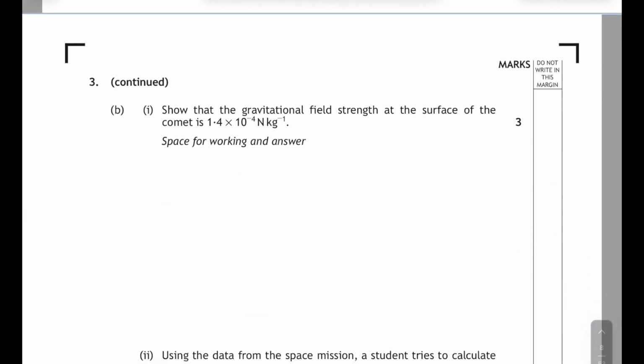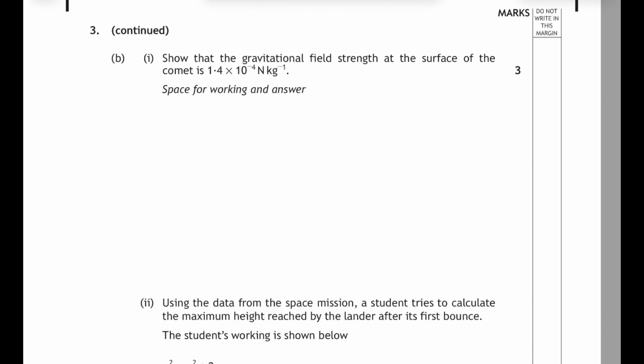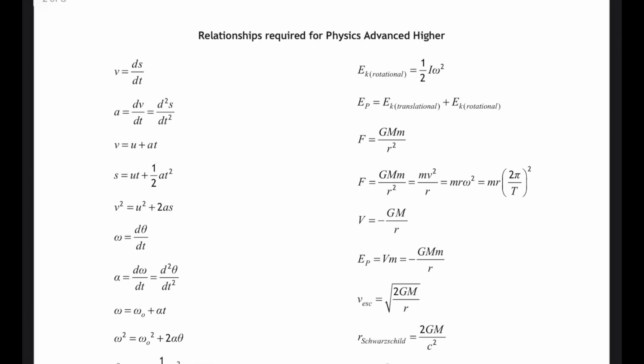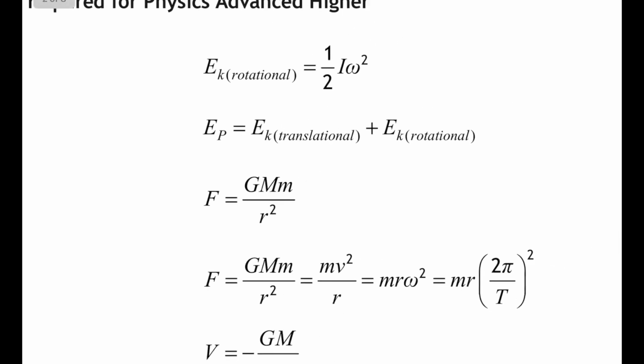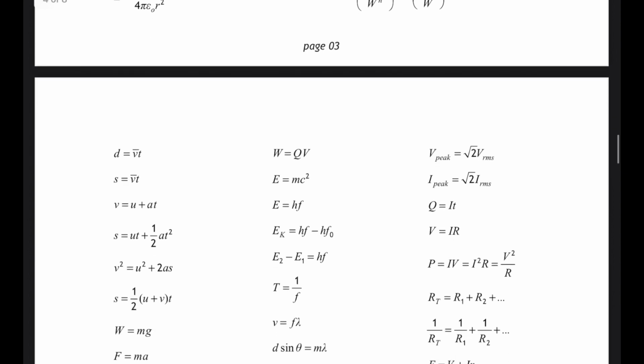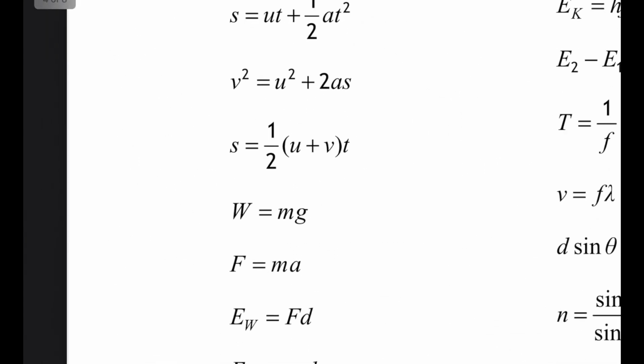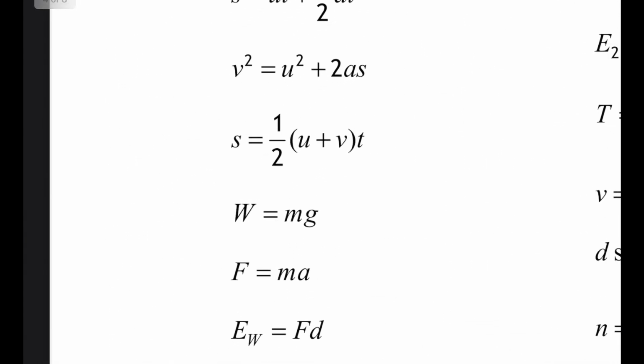3 part B. Show that the gravitational field strength at the surface of the comet is 1.4 times 10 to the minus 4 newtons per kilogram. Well, we have to start off with relationships from the relationship sheet and explicitly show every step to get to that final answer. So we're going to start off with the gravitational force relationship, F equals GMm over r squared, and the weight relationship, W equals mg.